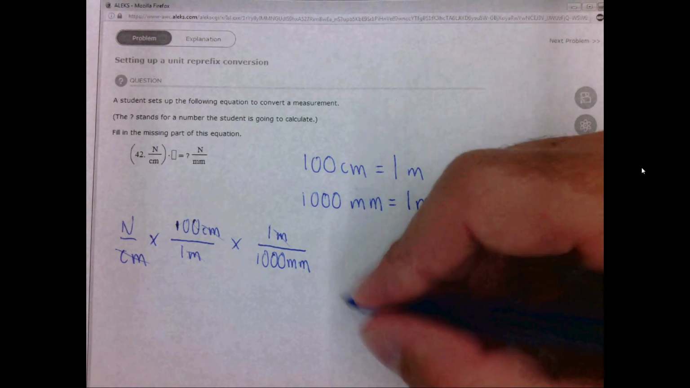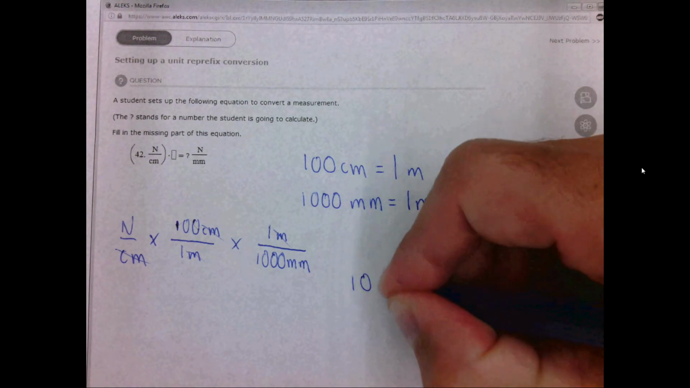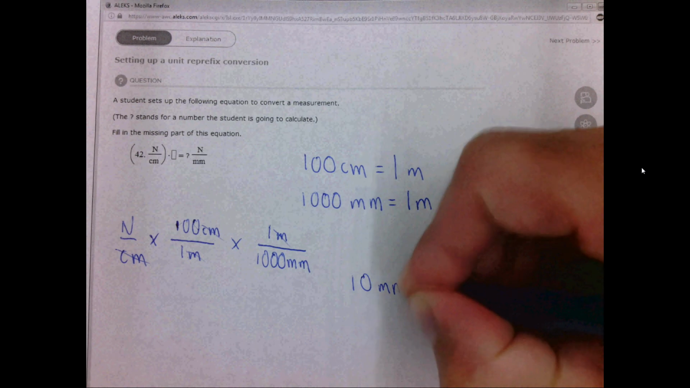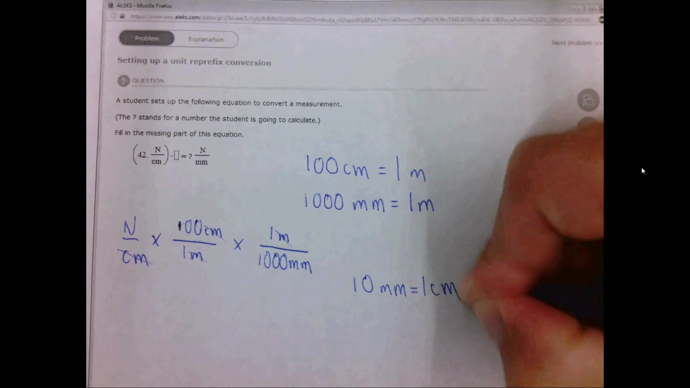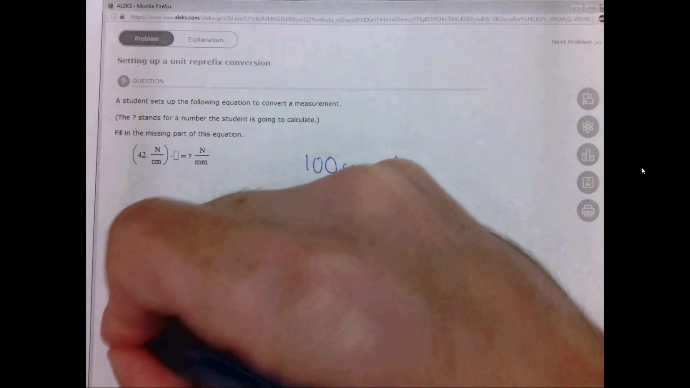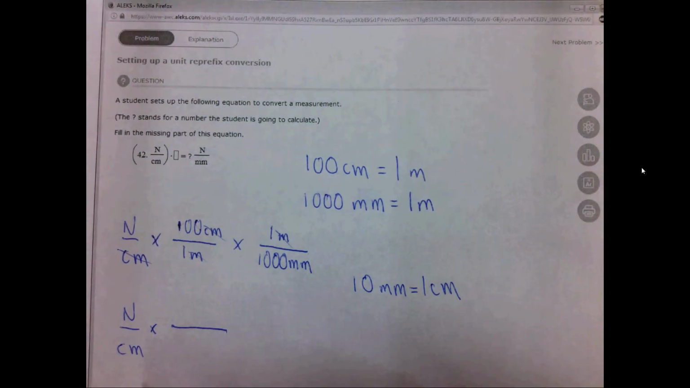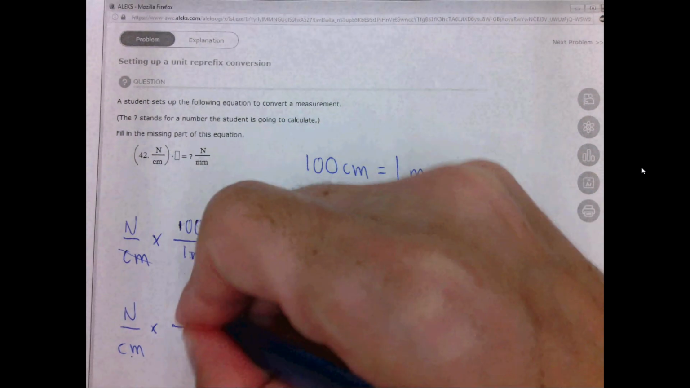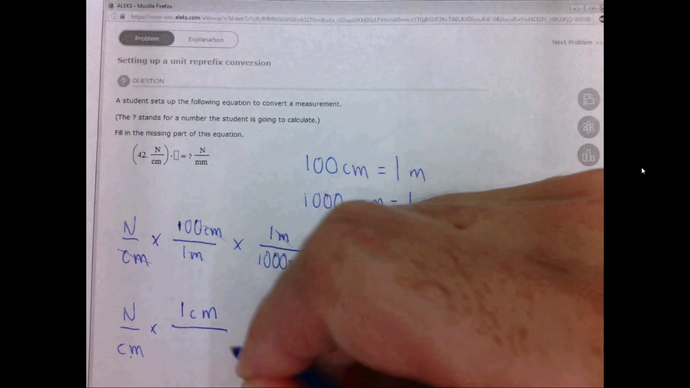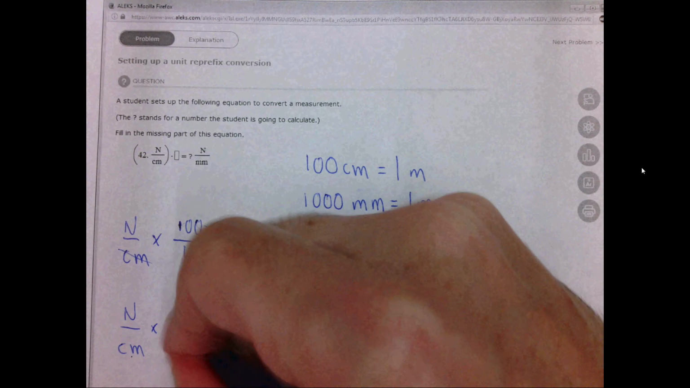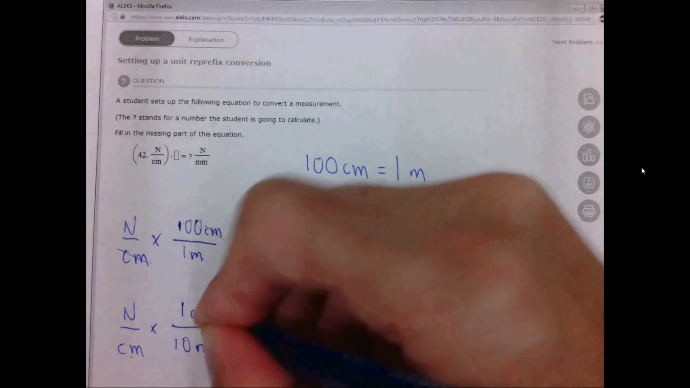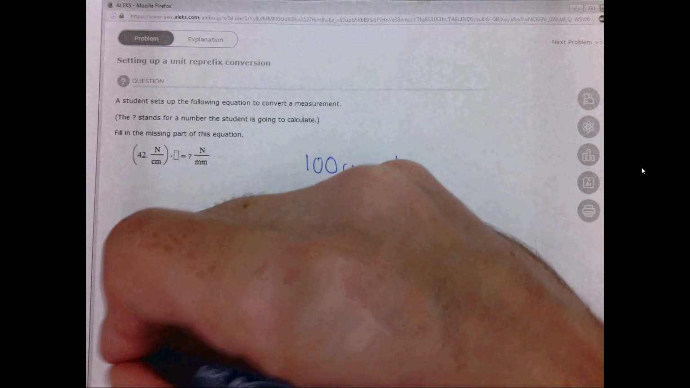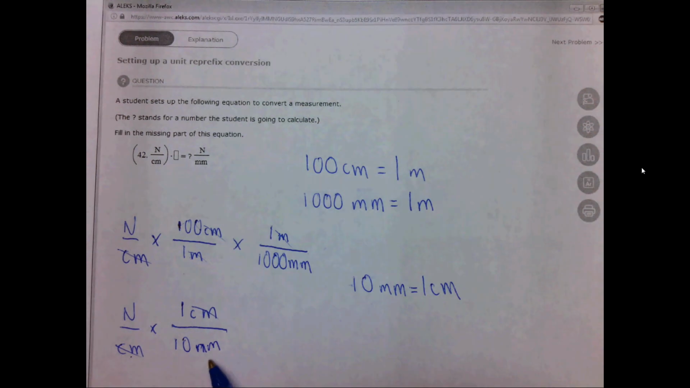If you realize that 10 millimeters equals 1 centimeter, now if you start with newtons per centimeter times, we want centimeters to cancel out, and they're on the bottom, so we put the 1 centimeter on the top, and we put the 10 millimeters on the bottom. The centimeters will cancel out, and we'll end up with millimeters in the denominator. This will also work as a conversion.